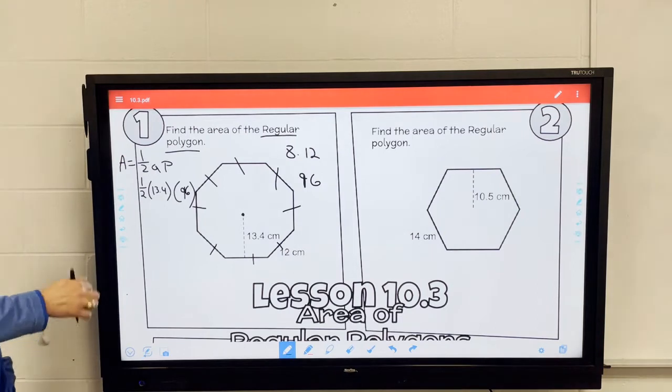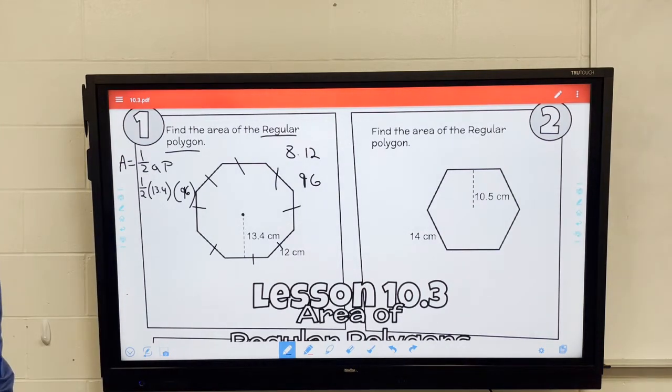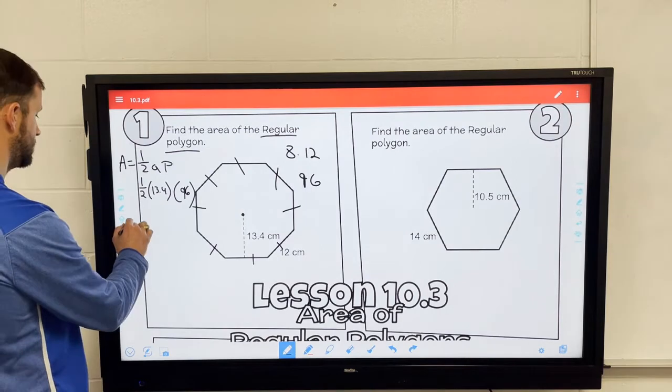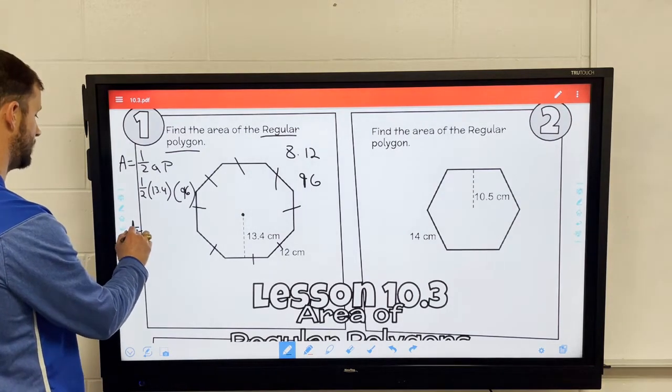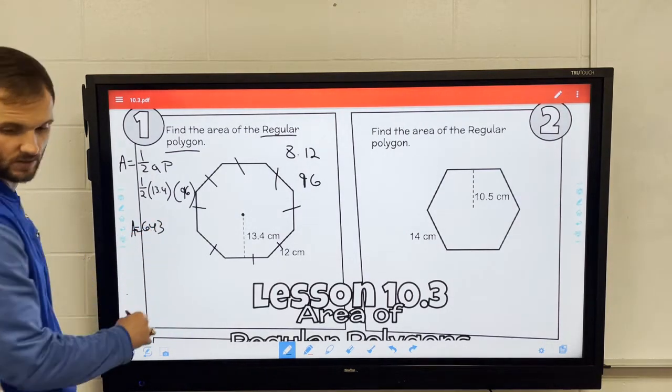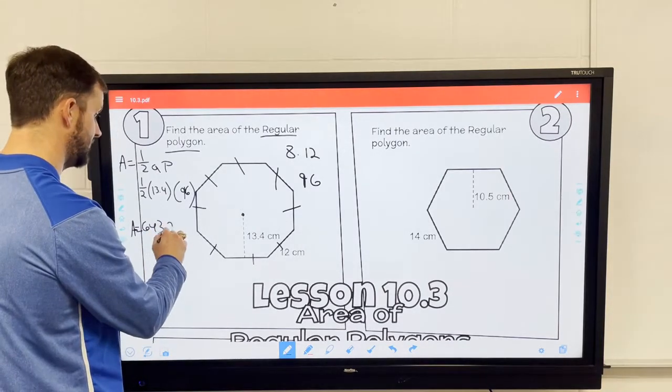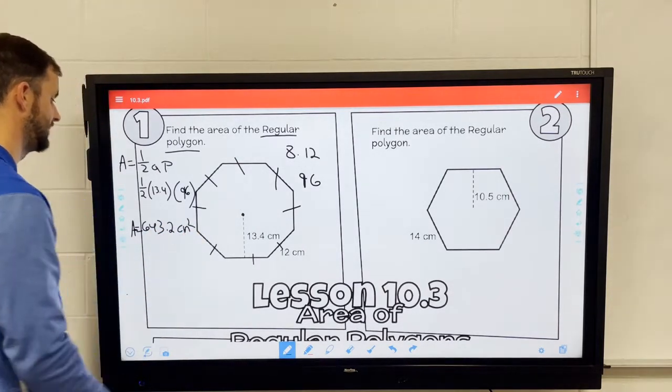So literally all I have to do is multiply that out. I'm going to do 1/2, so 0.5 times 13.4 times 96. And whenever I click enter on that, that's going to give me 643.2. So the area is going to be 643.2, and that's going to be centimeters squared because that's an area.